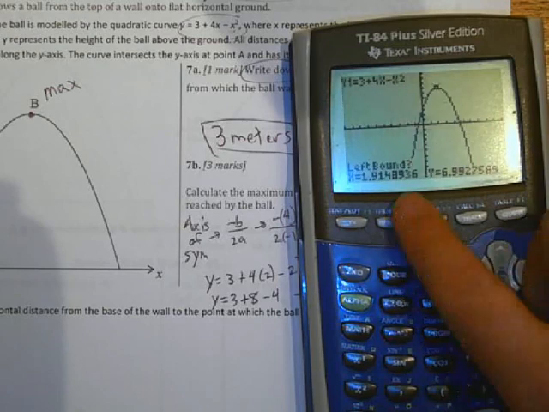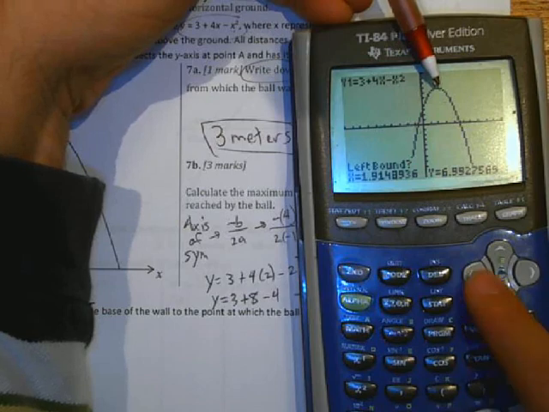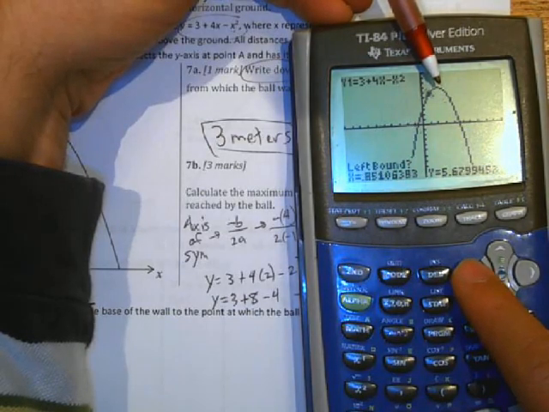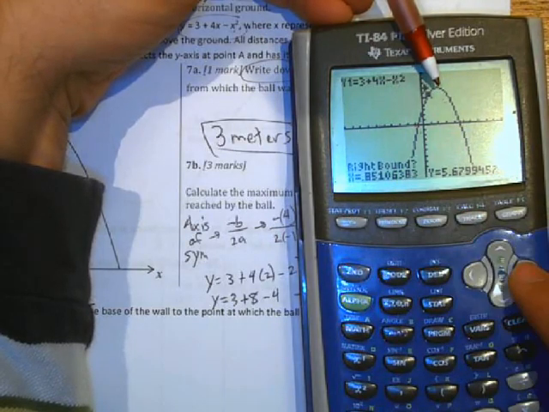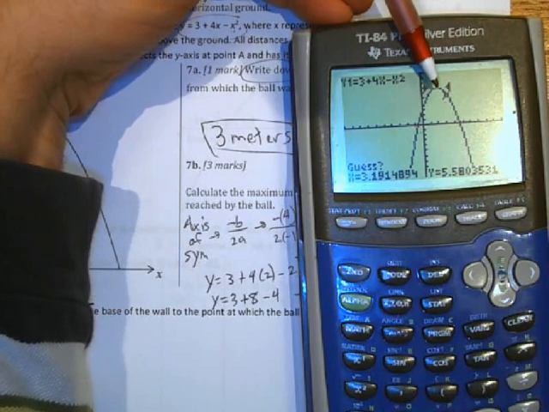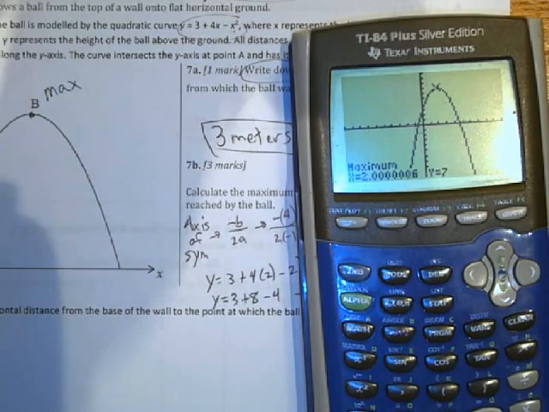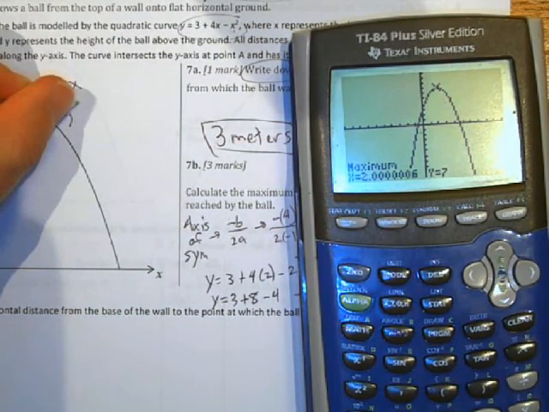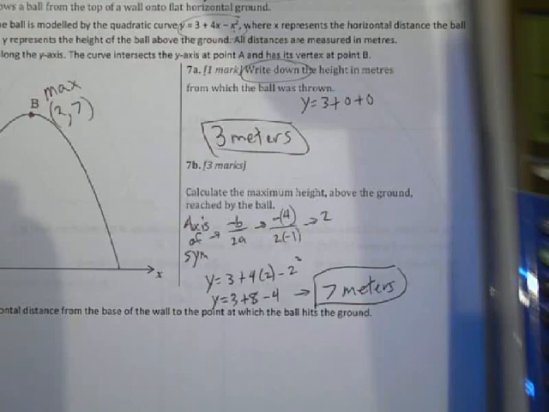And then it says left bound. I need to get to the left bound of this hill. So I'm going to go to the left side here, and notice I'm on the left side of the hill. I hit enter. Now it says right bound. I have to hit the right arrow to get to the right side of the hill. I hit enter, and now it says guess. You just hit enter again, and it tells me my maximum is 2, 7. So that's another way to do this.